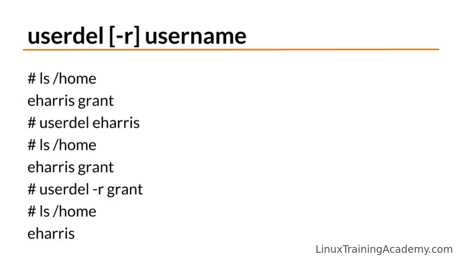To delete an account, use the userdel command followed by the username. If you want to delete the account's home directory, use the -r option. It also removes the user's mail spool file if it exists. In this example, we'll delete the eHarris account, but leave his home directory intact since there are some files in there we want to use later. We'll also delete the Grant account and remove his home directory.